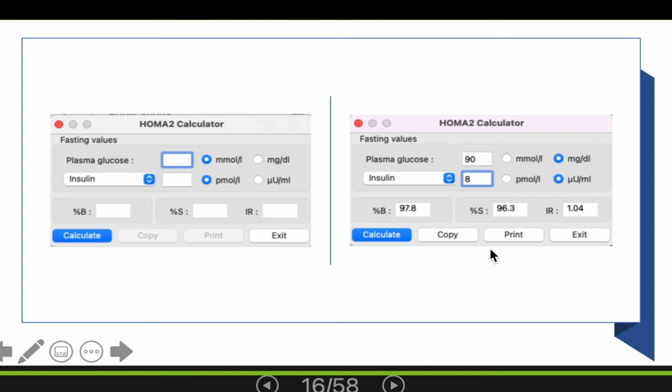For example, I'll give an example of a patient. Let's say the fasting glucose was 90 milligrams per deciliter. The fasting insulin level was 8 microunits per ml. This is a normal patient, non-diabetic, non-insulin resistant. You can see the HOMA beta percentage was 97%. The sensitivity was 96%, which is pretty good. So this patient basically is doing well, right? And the insulin resistance is 1.04, and we saw that in adults less than 4 is considered normal. So this is a typical example of a HOMA-2 calculator.